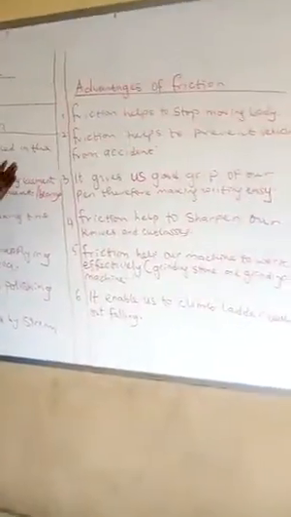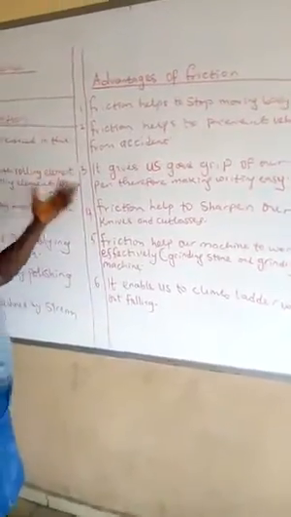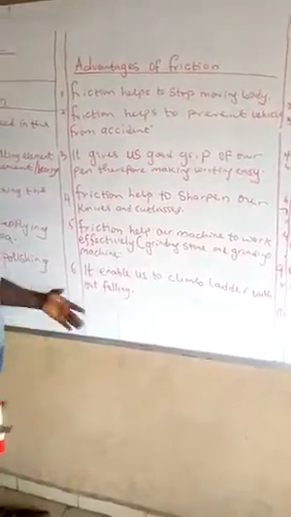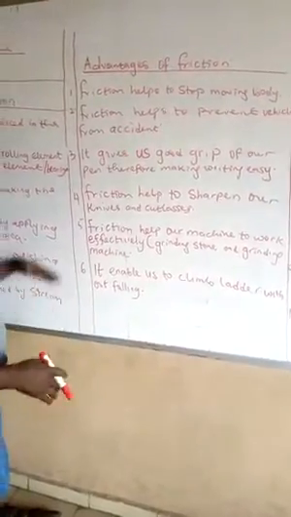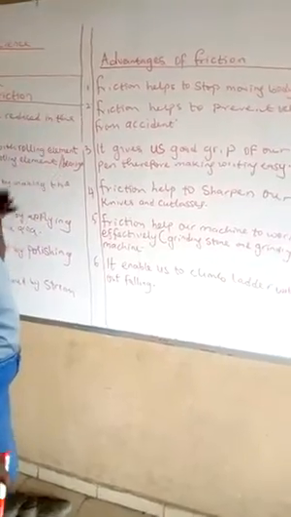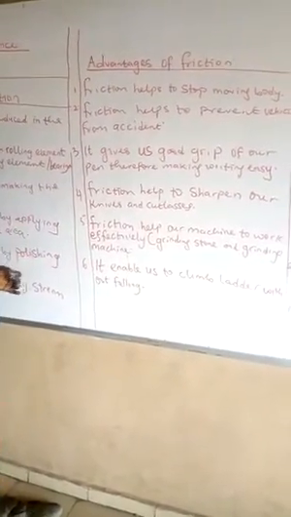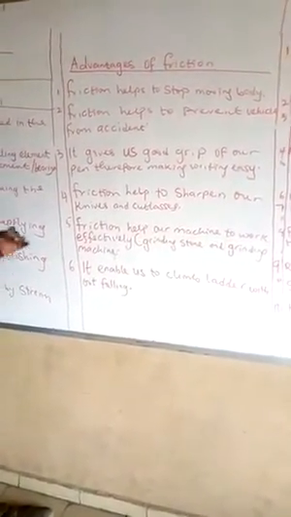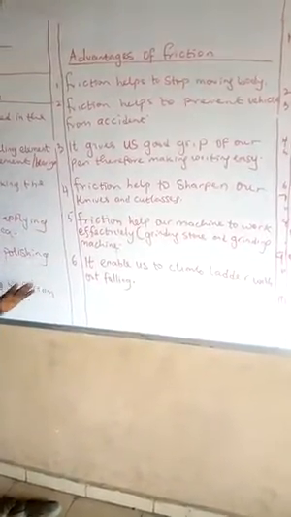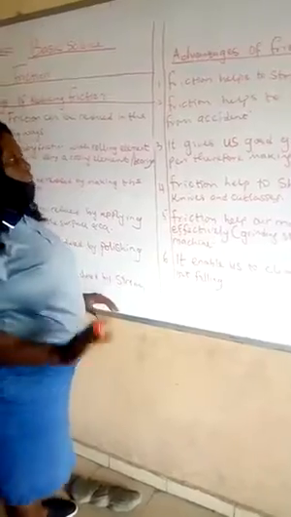So let's look at some of the advantages of friction. We have talked about the effects. We have seen some of the effects, that it can stop motion and it can also reduce speed. But let's look at some of the advantages of friction. Some of the advantages of friction is that it helps objects to stop moving. So if an object is moving at a very high speed, when friction occurs, there is a stop.